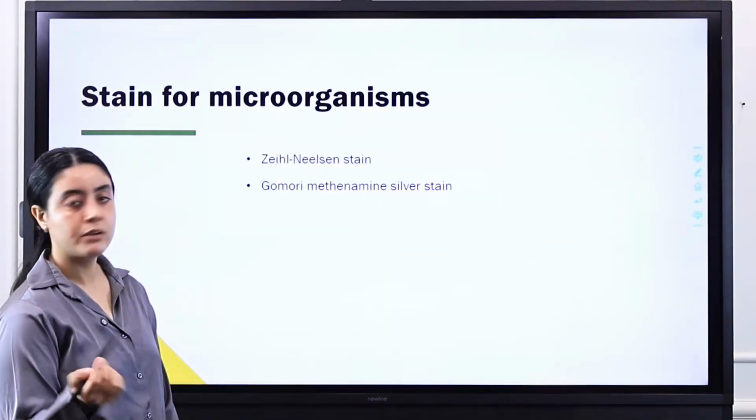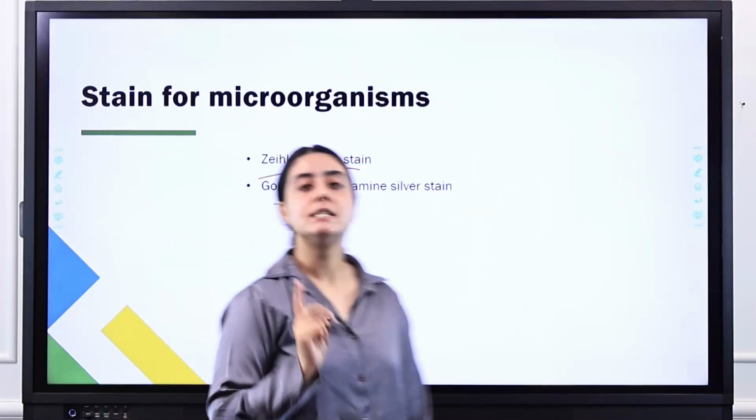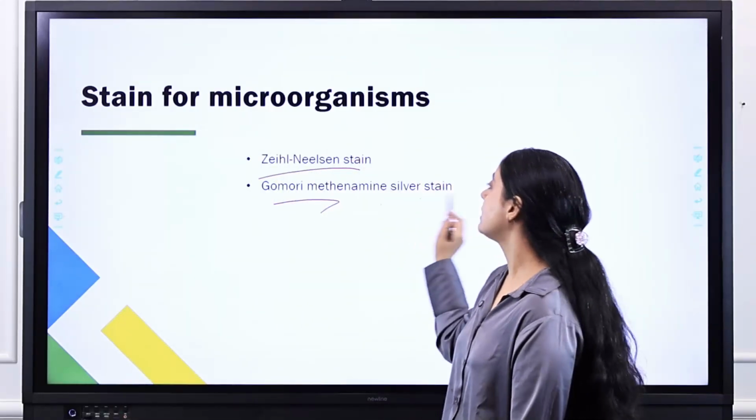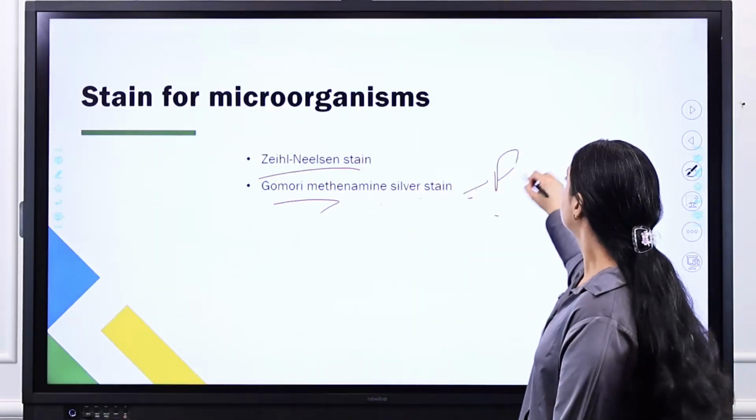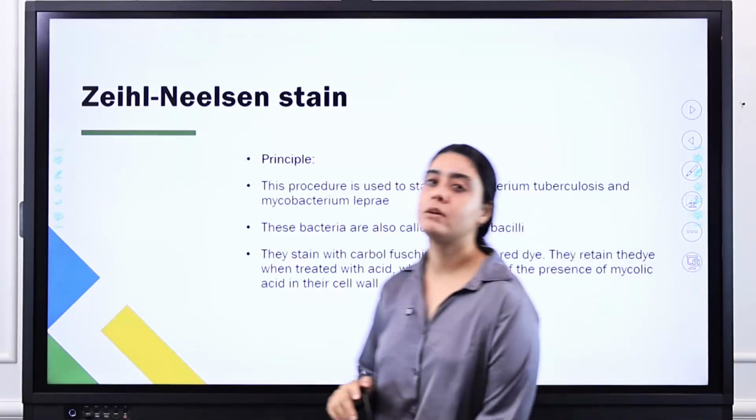Now stains for microorganisms. Ziehl-Neelsen stain, Gomori stain. We have two types of stain, Ziehl-Neelsen stain and Gomori methenamine silver stain. It is used for fungus. What is the principle of Ziehl-Neelsen stain?